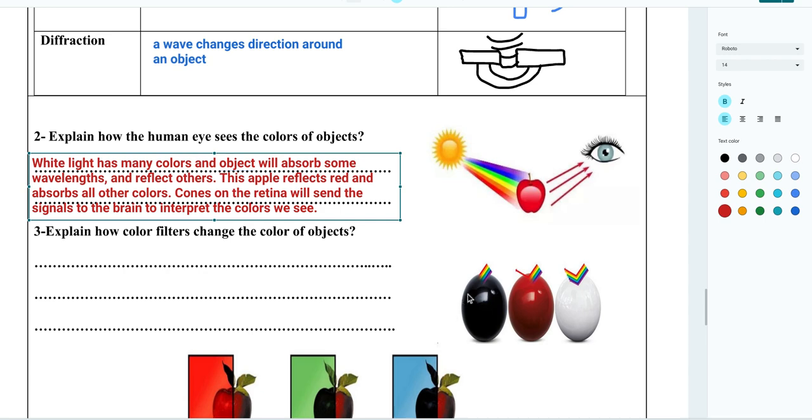What we need to know here is that black absorbs all colors of the light spectrum, so red, orange, yellow, blue, green, indigo, and violet. If it's a color, the color we see is being reflected. In this case, that color is red. And white is reflecting all colors of the spectrum. Okay?